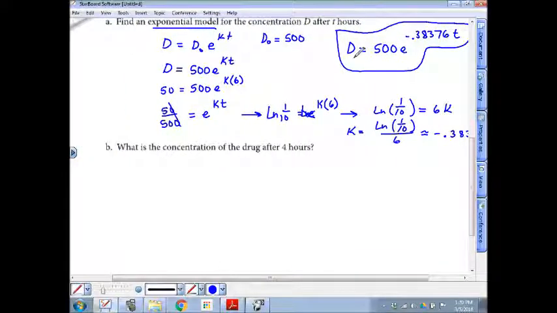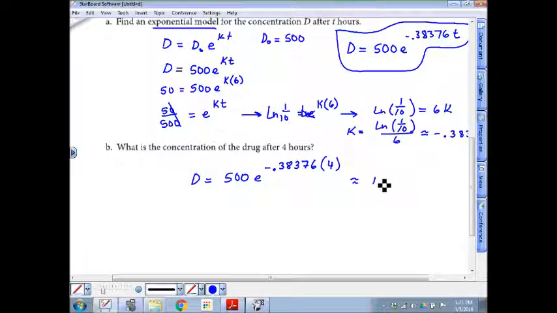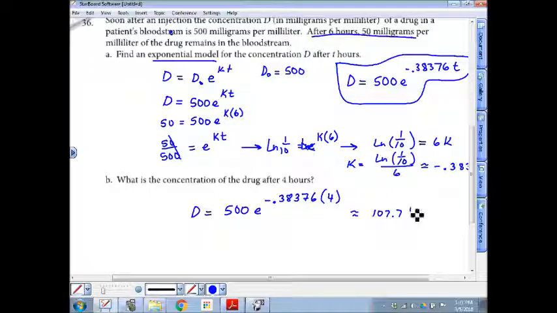And then all part B is asking is what's the concentration of the drug after 4 hours. So now that we have the model, that's an easy question to answer. The concentration D is 500 e to the -0.38376, and then we plug in a 4 for t. This would have to be done on a calculator. It's about 107.7 milligrams per milliliter.